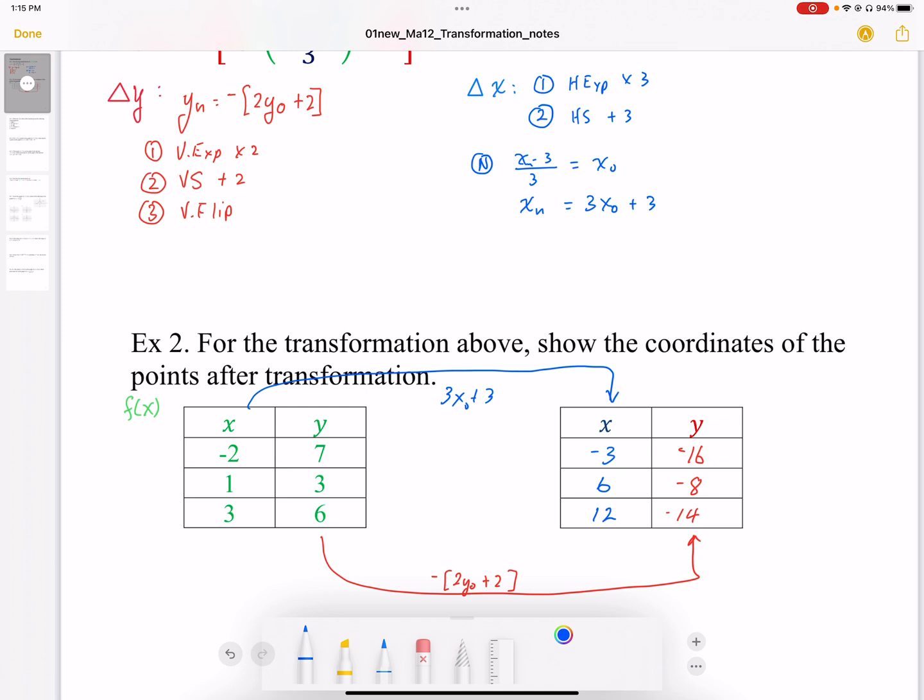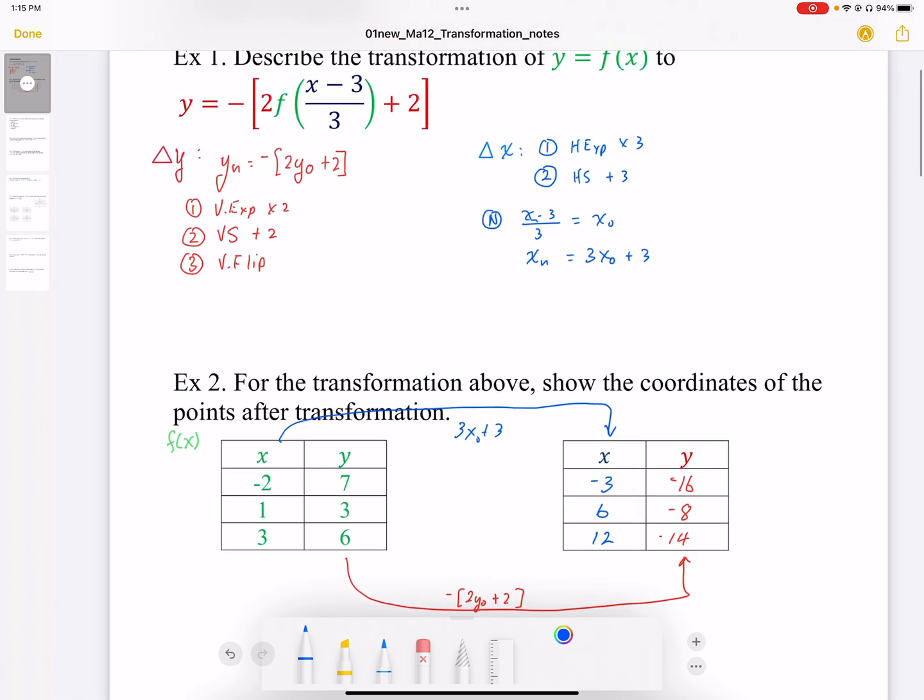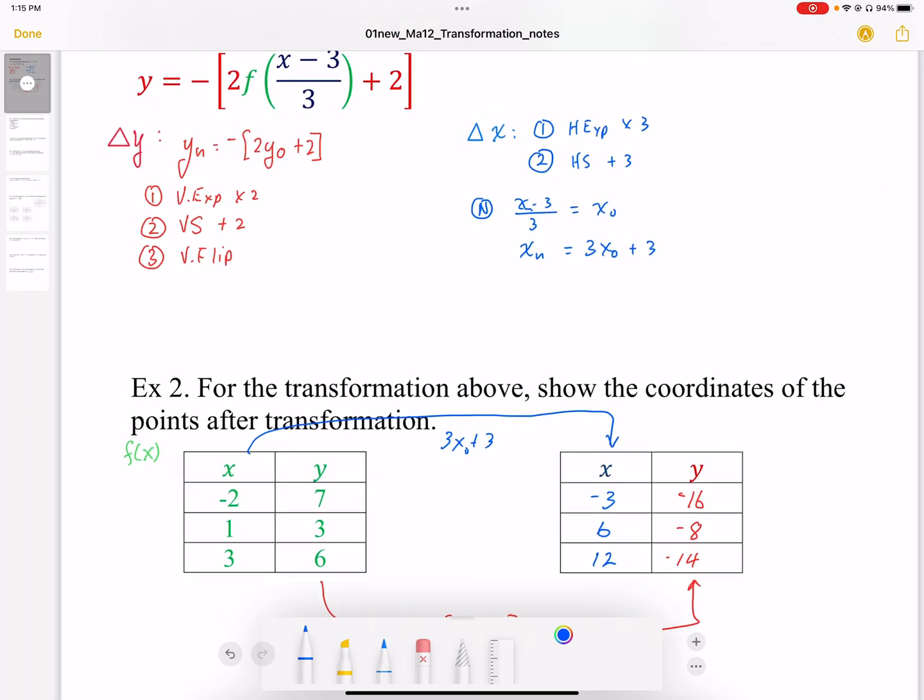Again, I did my x's and y's separately. Y's are exactly how it's written. X's are completely backwards. So the two strategies that I showed were putting it into factored form, which it already was, and doing shift last, or undoing the notation to get the description of exactly what happened. And undoing that algebra will give us the transformation in the order that it happened.